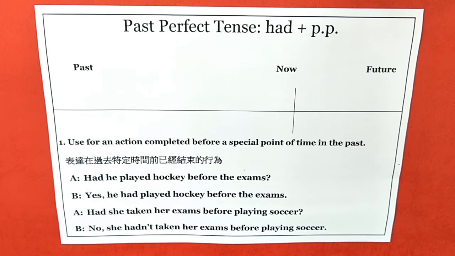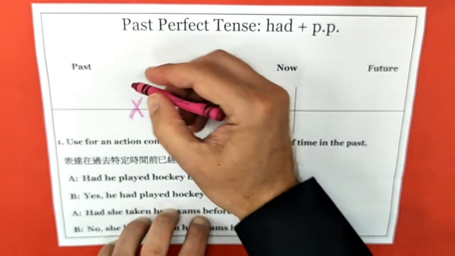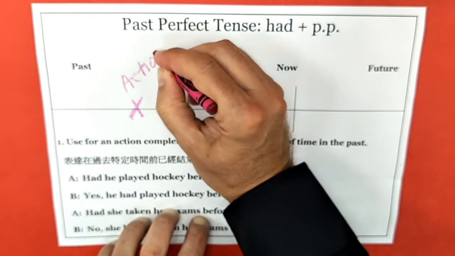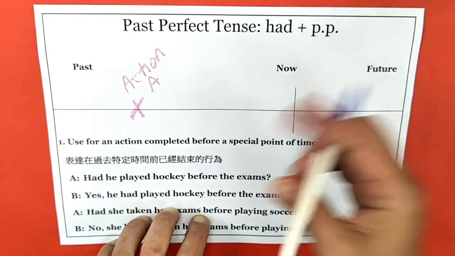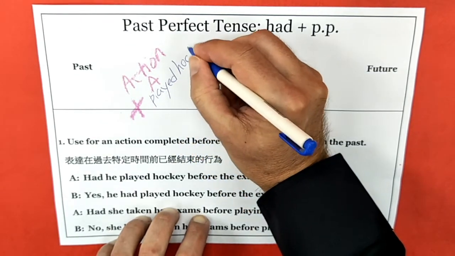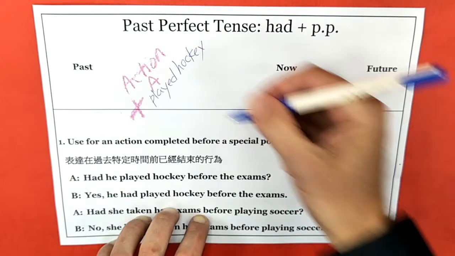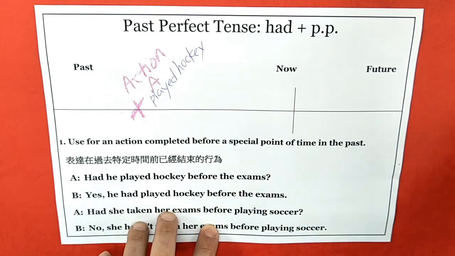A, had he played hockey before the exams? B, yes, he had played hockey before the exams. All right, well, let's draw that. First we have here action A. Action A. And that action A was playing hockey. He played hockey. Okay? Now, there's another action here. He had exams.